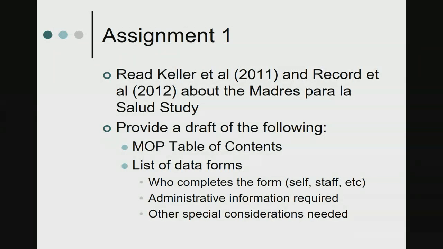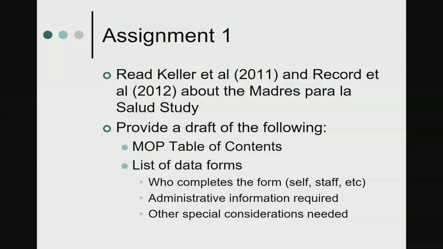So we should read either Keller or Record? No, that's different. I'll explain. So Keller and Record, read both of those. These describe a particular study, Madres para la Salud, and I want you to read it. They don't give you much data. They're describing their procedures. And from reading those studies, I want you to come up with the table of contents for that study's manual of procedures.